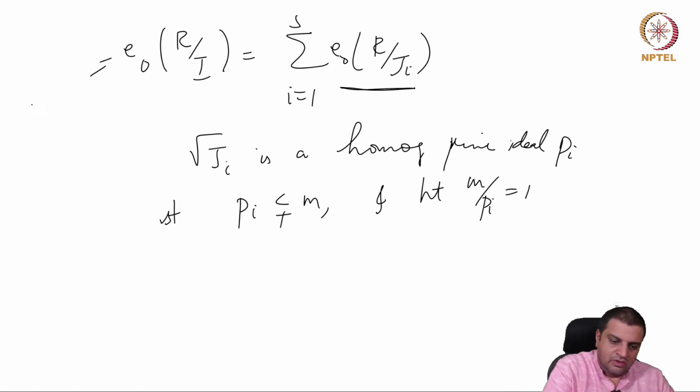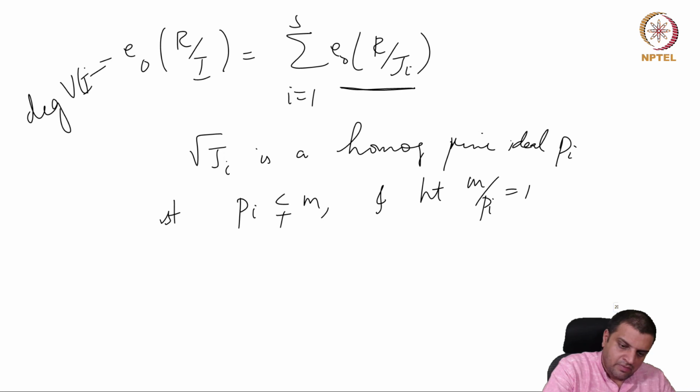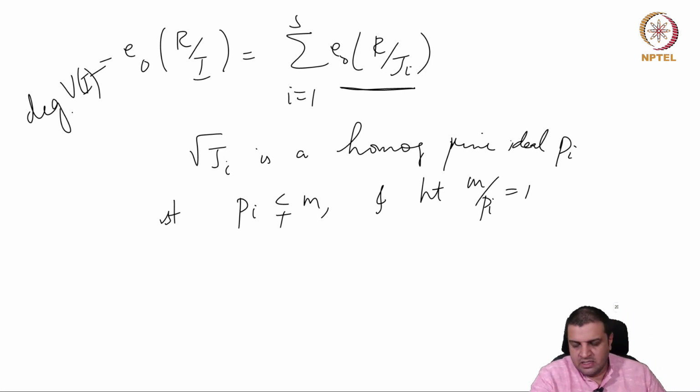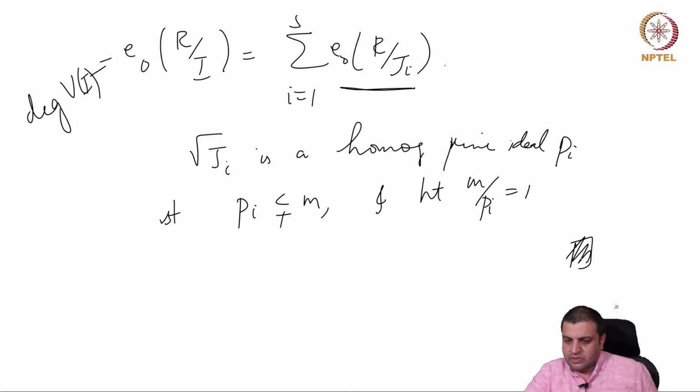So this is the degree of V of I. By the argument, after we reduce it, it is the number of points counted with multiplicity. This is how it's calculated.